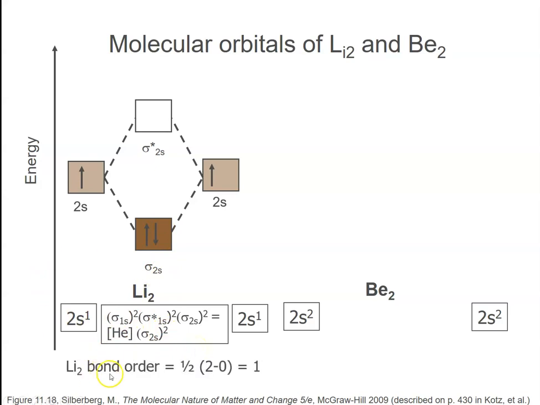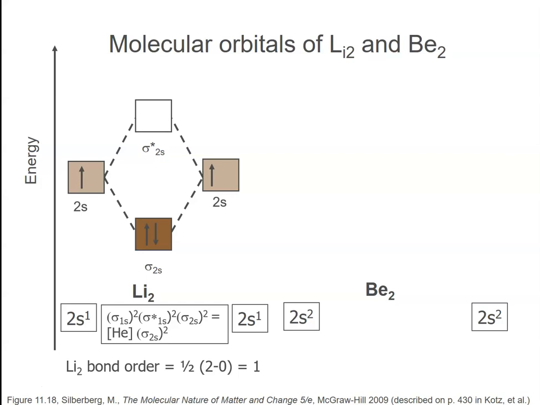And we calculate the bond order. So it's 1/2 times 2 electrons in the bonding orbital minus no electrons in the non-bonding orbital. So that is 2 minus 0 is 2, times 1/2 is 1. So we do in fact have a bond between lithium. So Li2, diatomic lithium, can in fact form.